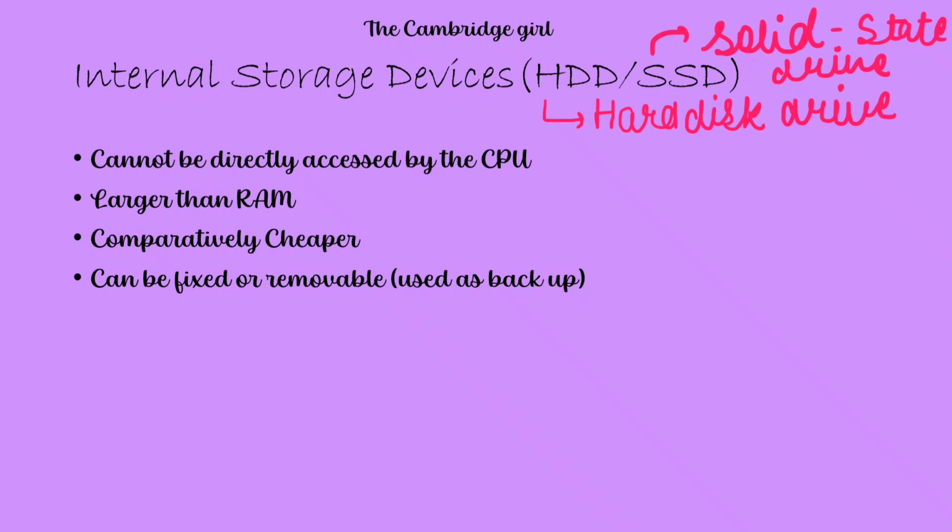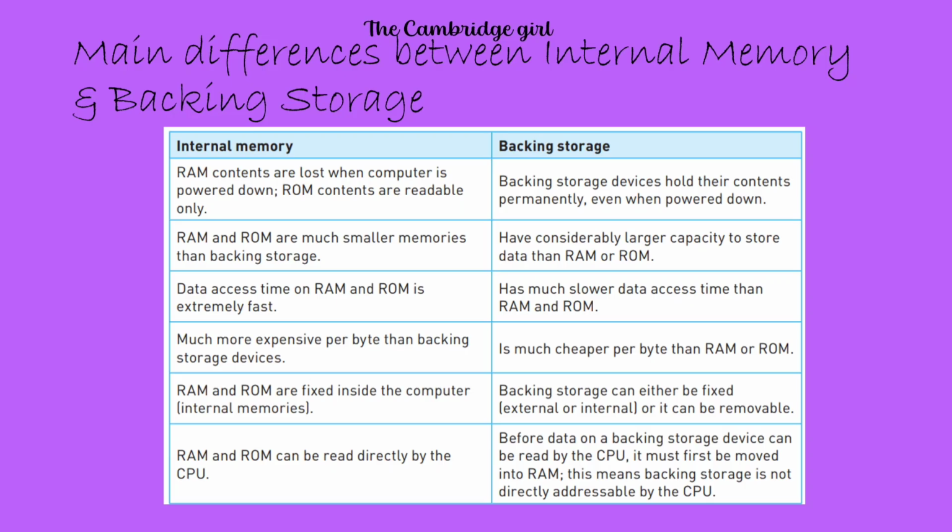Storage devices can be either fixed or removable. Removable storage devices can be used as backup. We are going to discuss in detail about the internal storage devices in Chapter 3, but for now let's take a look at differences between internal memory and backing storage.